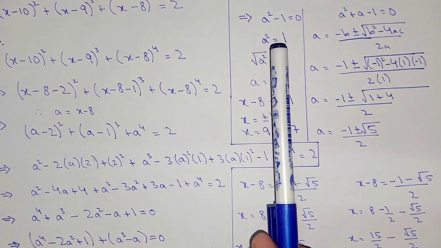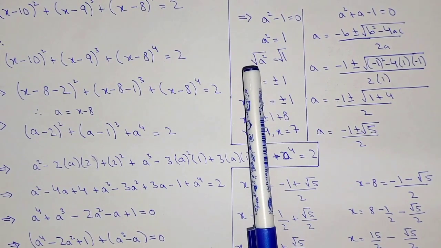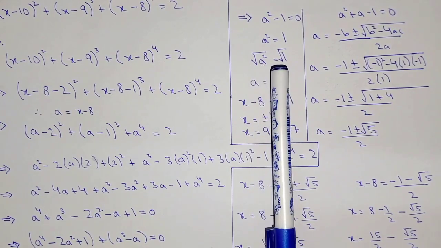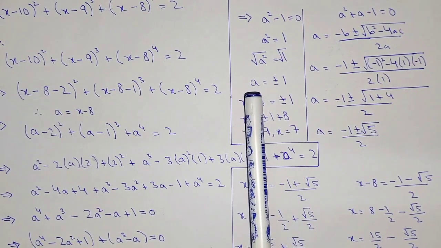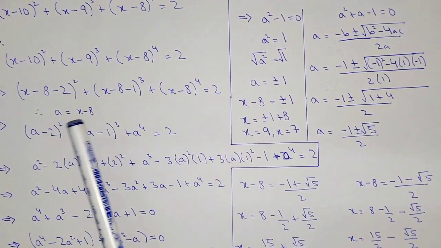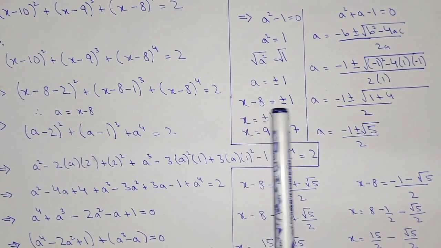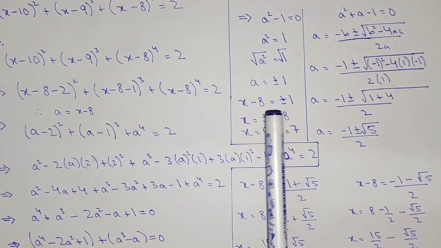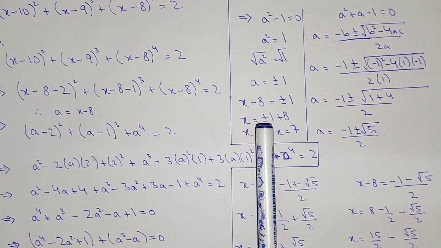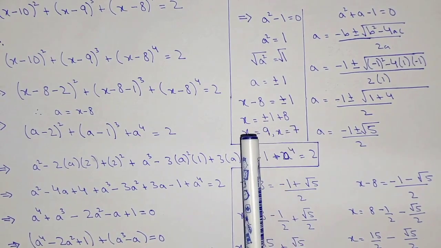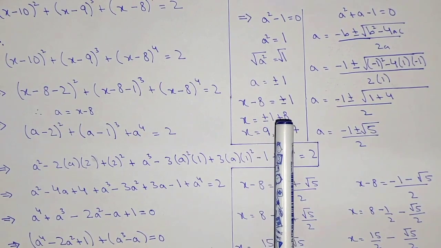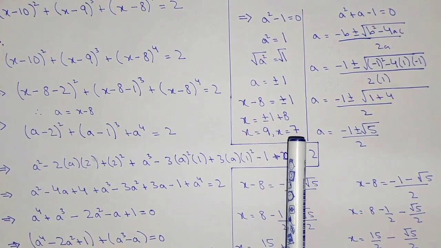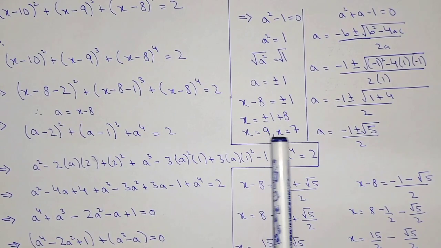So a square will be equal to 1. Taking the square root on both sides, root of a square equals root of 1, so a will be equal to plus minus 1. Since we know that a is equal to x minus 8, x minus 8 equals plus minus 1, so x will be equal to plus minus 1 plus 8. So the value of x will be 8 plus 1, that is 9, and 8 minus 1, that is 7. So we have got two values of x.